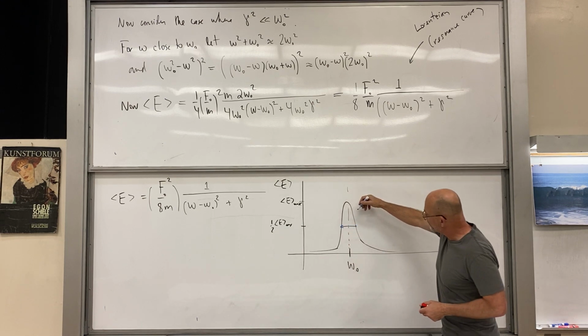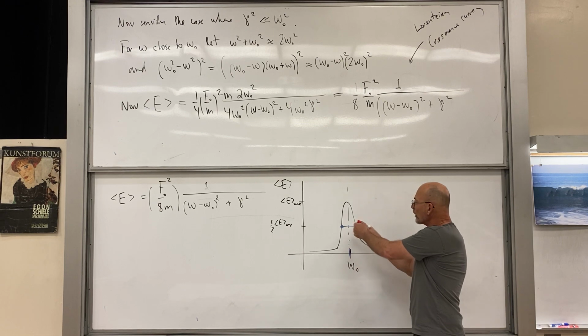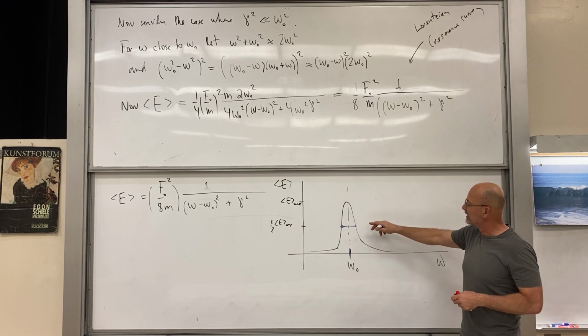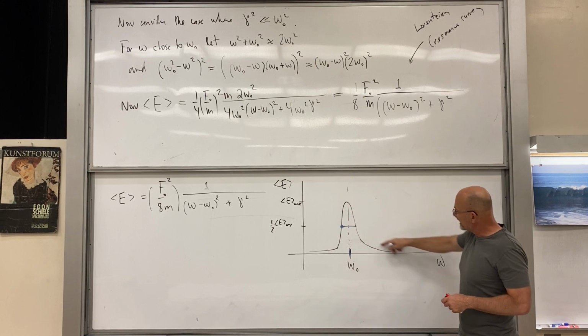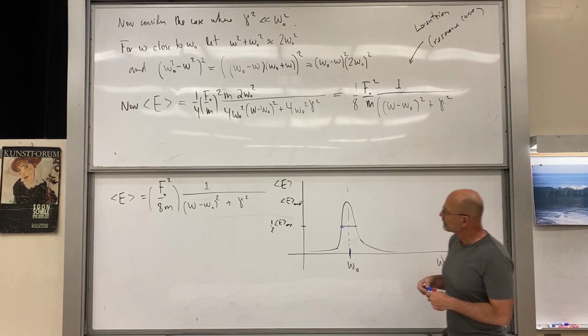So the height of the curve, the location of its maximum, the width of the curve. Those are things we can obtain from having taken these data, if that's what we're doing. And what do we see here?